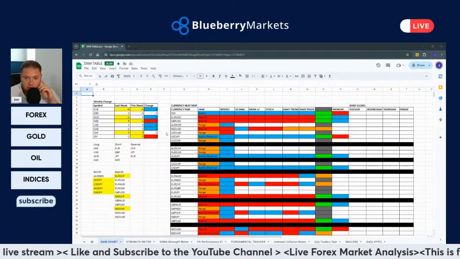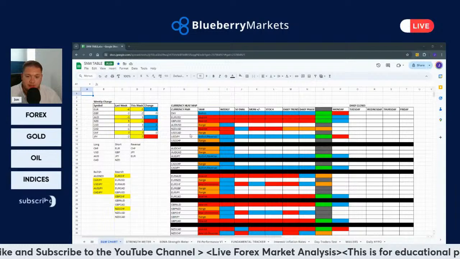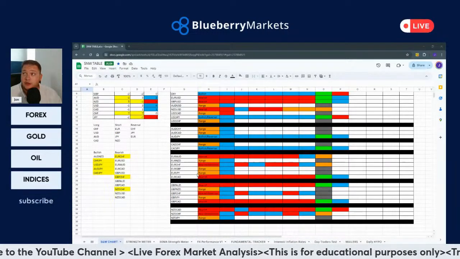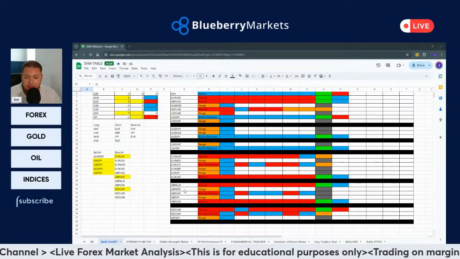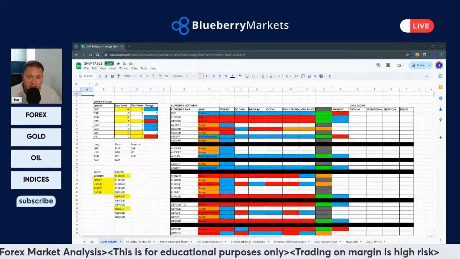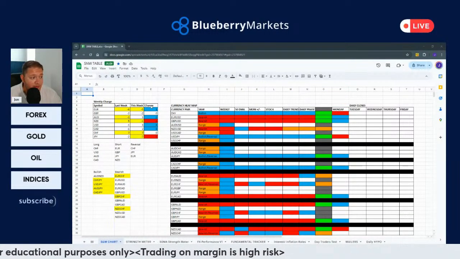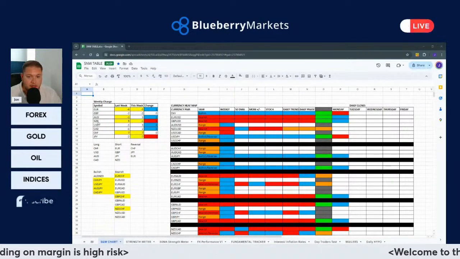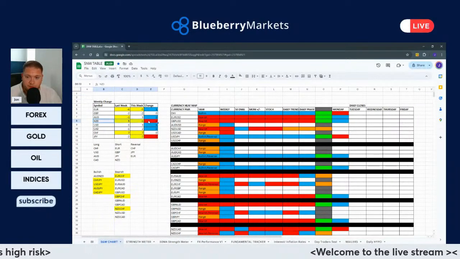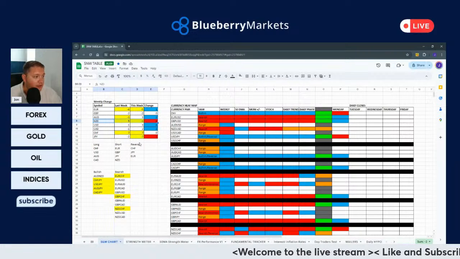Yeah, let's just go quickly over why I'm interested in Kiwi CAD then. So I do a lot of strength and weakness analysis. I like to try and identify currencies that are getting weaker and currencies that are getting stronger. I then pit the two together and make trades and opportunities surrounding it. Simple as that.